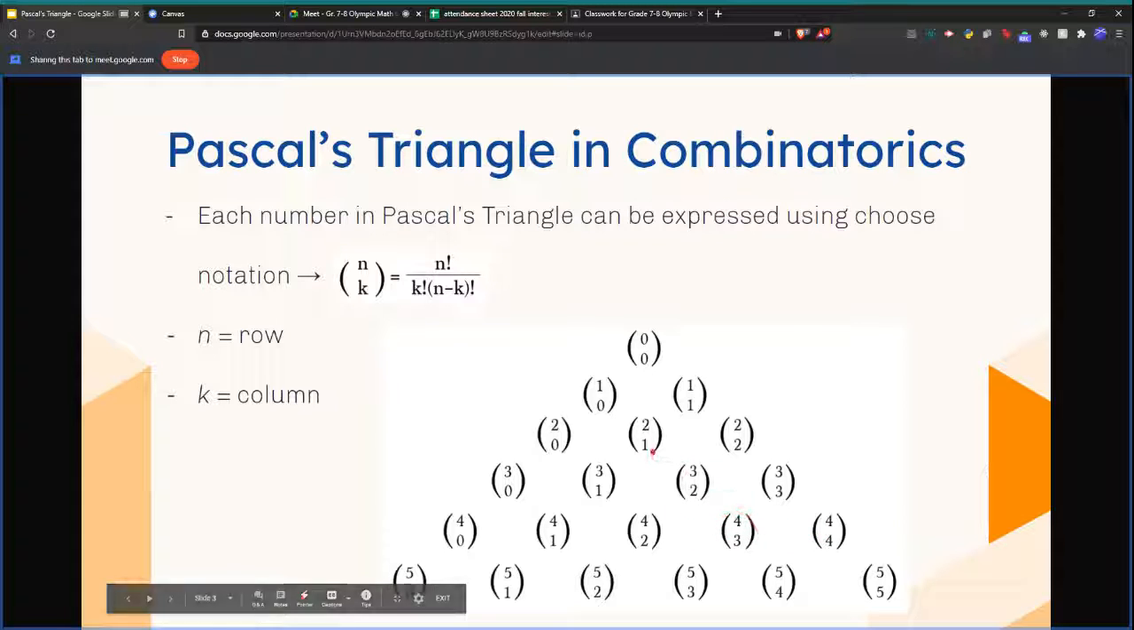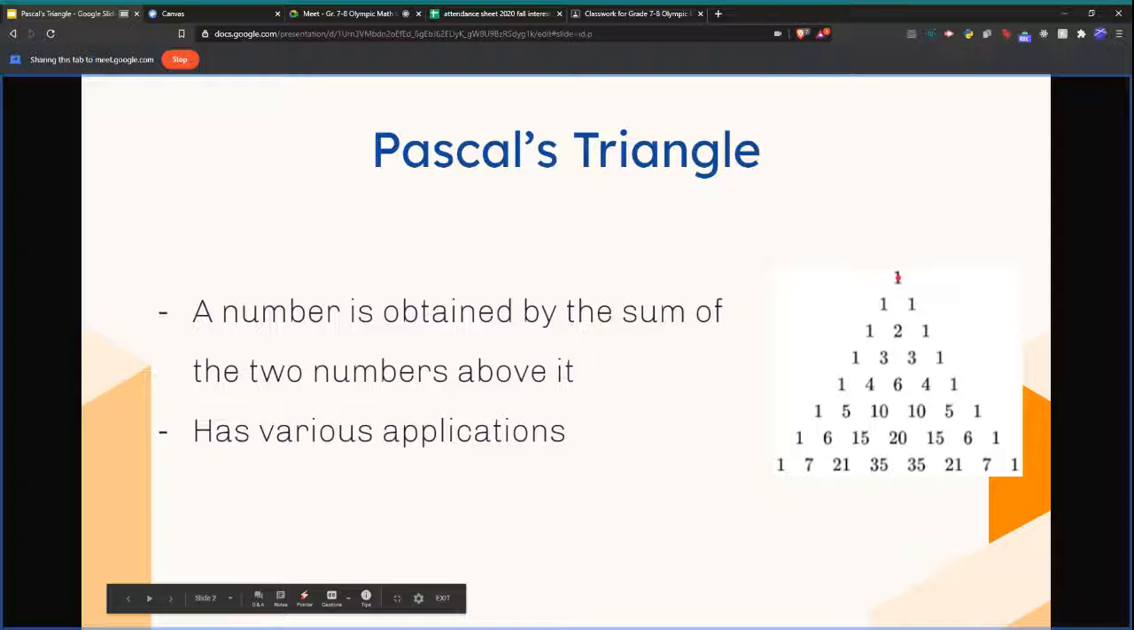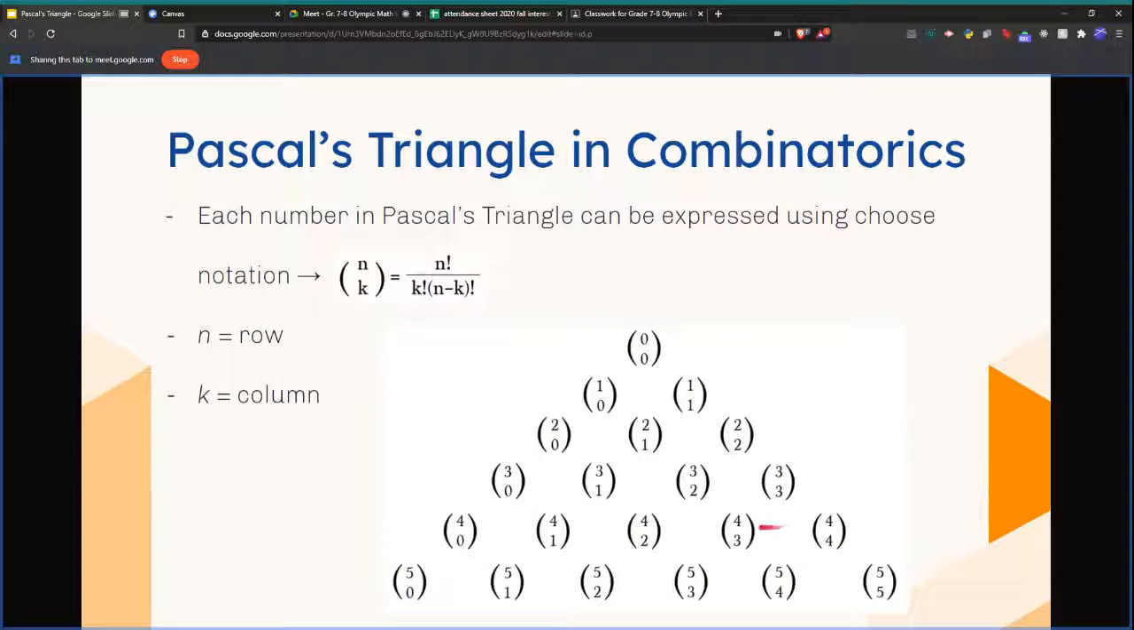And these numbers all match with the numbers on Pascal's triangle. So let's see, 4 choose 3 should be equal to 4. We can check it with what we have on Pascal's triangle. So 0, 1, 2, 3, 4. 0, 1, 2, 3. So here's 4. This is 4 choose 3 right here. You see how it matches with this number. Are there any questions about this so far?